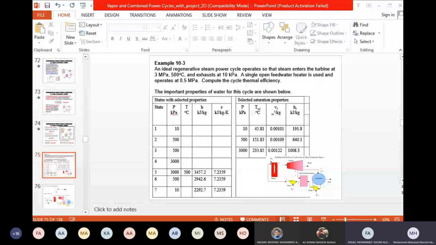Sorry, can you ask again please? The steam flow diagram I will give you. The steam flow diagram will be given, but the TS diagram most likely I will ask you to do.